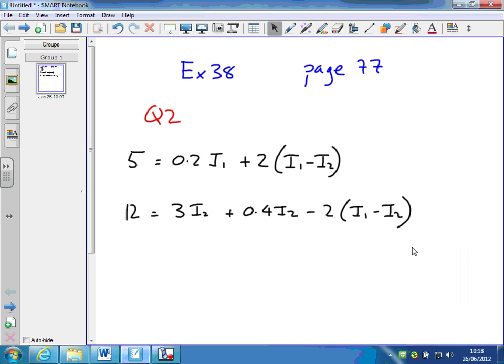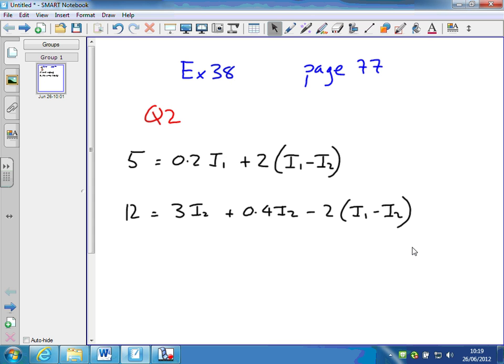Exercise 38, question 2. This is a very common engineering scenario where you would use simultaneous equations to find current flowing in a circuit. And if you look at work problem number 13 on page 75, you'll see a very similar one worked out for you with the circuit diagram. So how do we go about doing this?